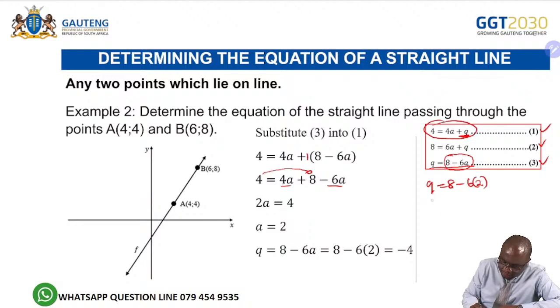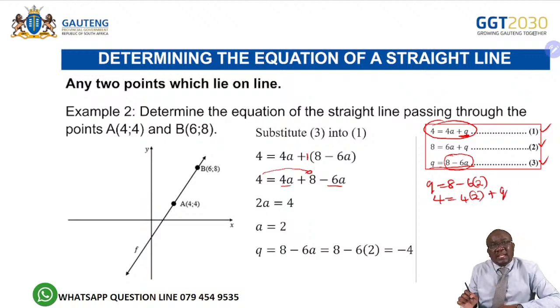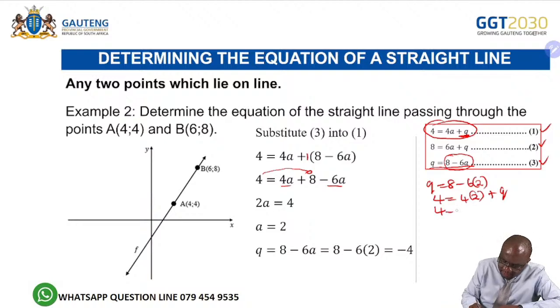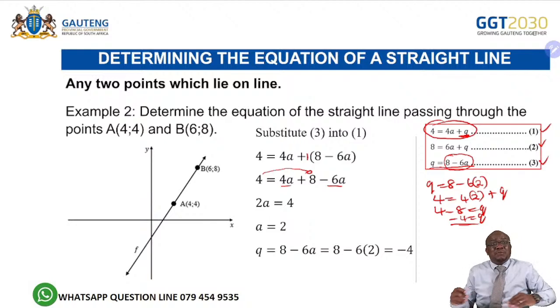Even if I use this, I'll get the same answer. Let me just show you. 4 is equal to 4 times 2 plus q. You see that? Okay. And then 4 times 2 is 8. So it's going to be 4 minus 8 is equal to q. So negative 4 is equal to q. You see, you're getting the same answer. Any of the three equations will give you the same thing.